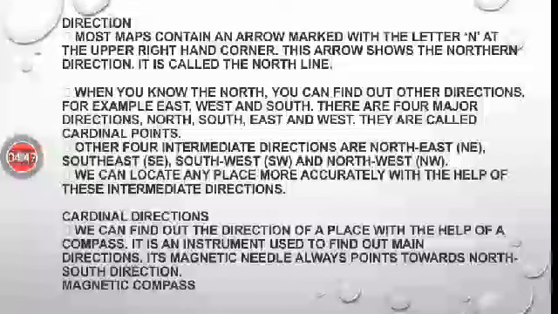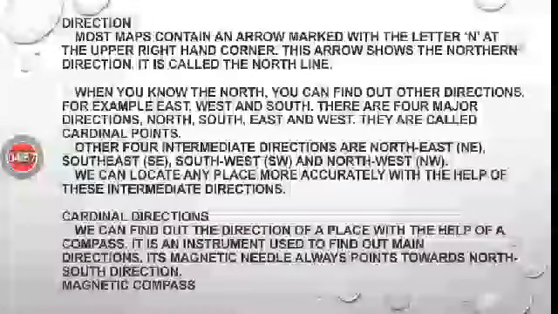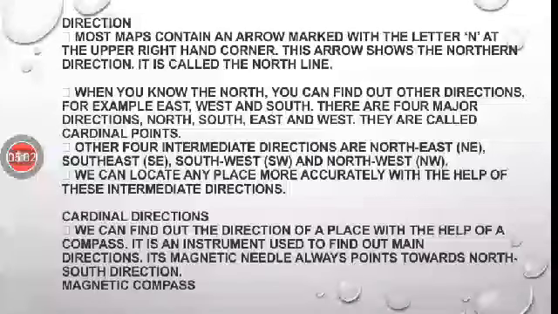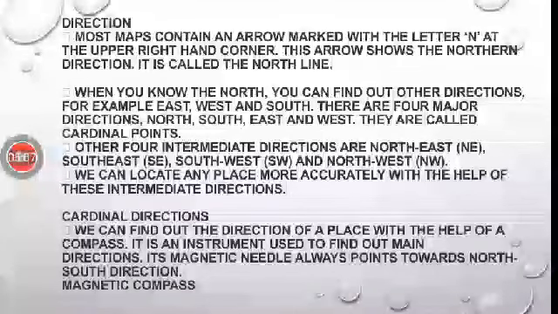Most maps contain an arrow marked with the letter N at the upper right hand. This arrow shows the north direction. It is called the north line. The other four intermediate directions are northeast, southeast, southwest, northwest. We can locate any place more accurately with the help of these intermediate directions.